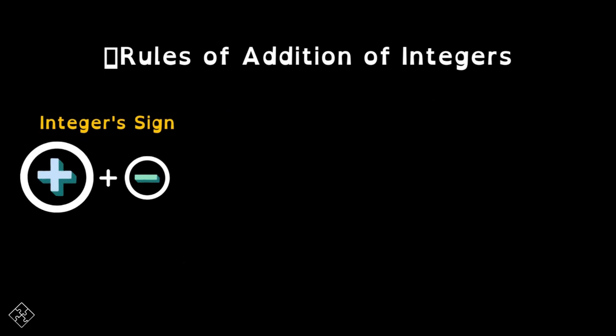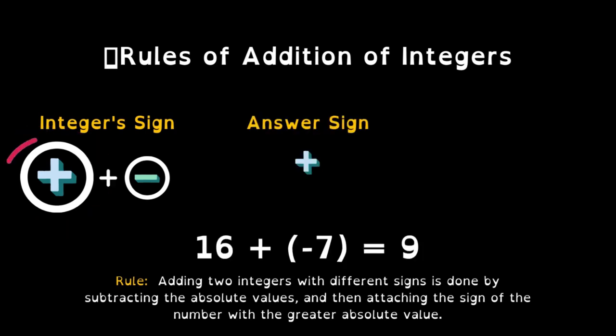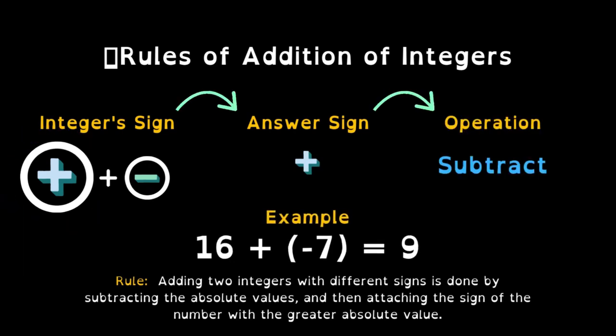Integer sign of positive plus negative. Ito depende. Sabi sa rule, adding two integers with different sign is done by subtracting the absolute values and then attaching the sign of the number with a greater absolute value. So dito, ang greater absolute value natin is positive. So ang answer sign natin is a positive. So ang operation na gagamitin natin dito ay subtraction dahil magkaiba po ang kanilang sign. For example, 16 plus negative 7. So that's gonna be 9.